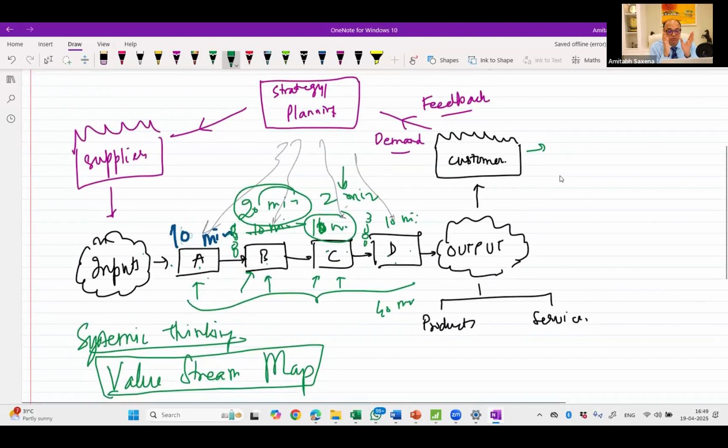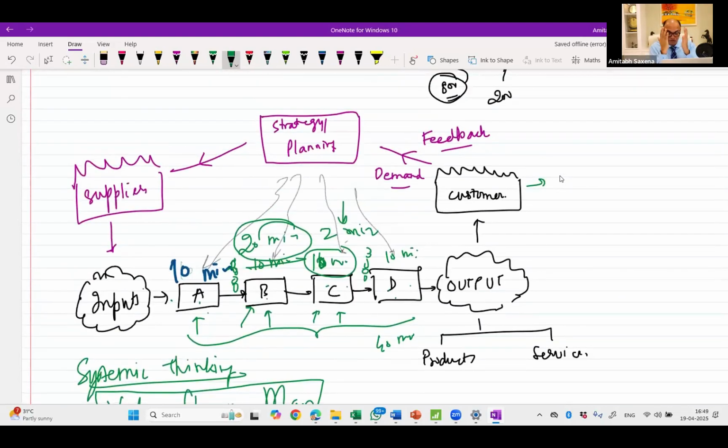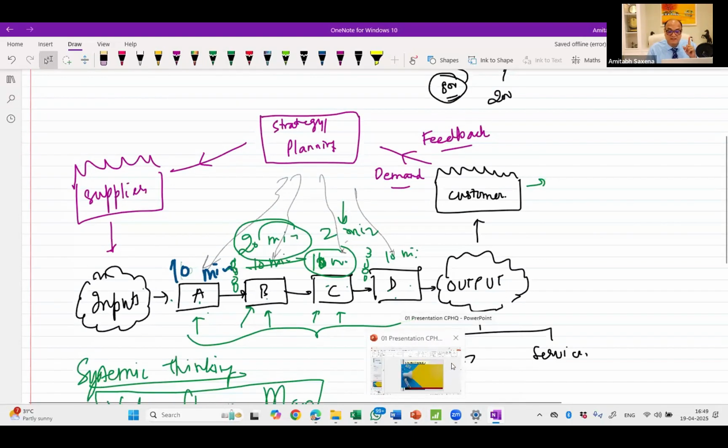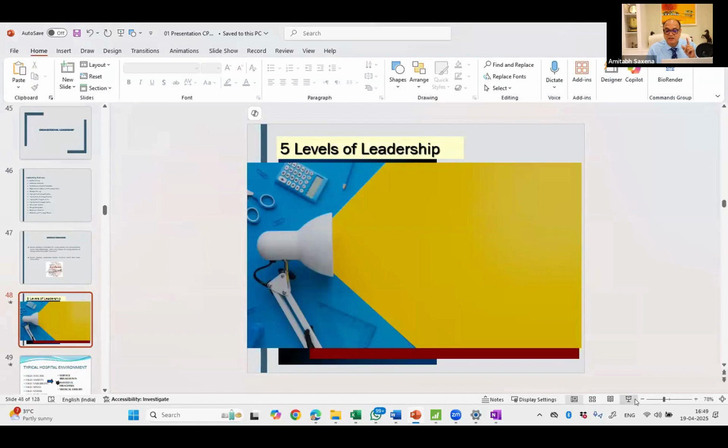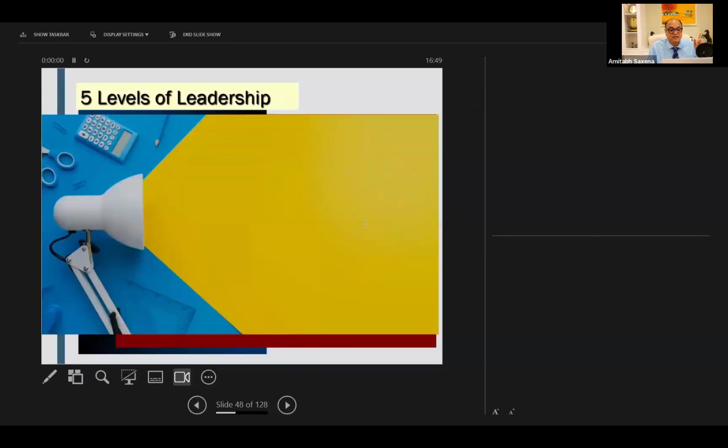So now this was about systems thinking. First you should have systems thinking. If you have systems thinking, you can reduce a lot of waste in your hospital. So let me tell you what is waste. Let us understand the waste in our hospital. Waste is not that waste which you throw in the dustbin.